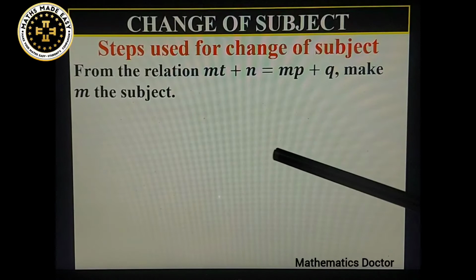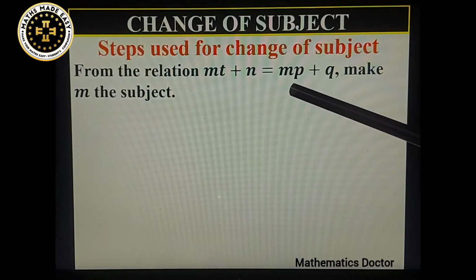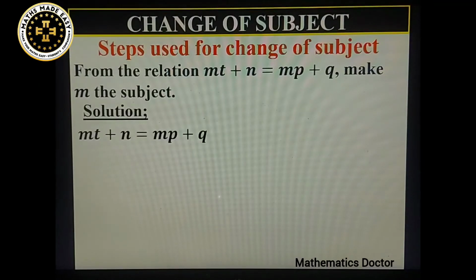Now, in this particular question, it reads, from the relation mt plus n is equal to mp plus q, make m the subject. So we are making m the subject in this relation. Now let us get into the solution. Let us bring the relation mt plus n is equal to mp plus q.